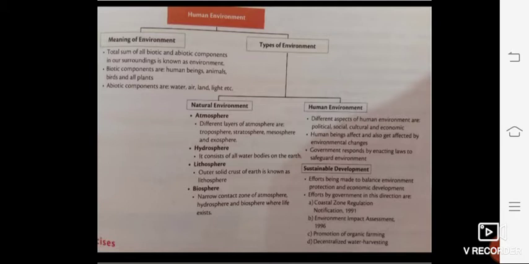Now we will go through one by one. First one, that is atmosphere. Atmosphere is the gaseous layer which surrounds the earth, and it is kept in place by earth's gravitational pull.